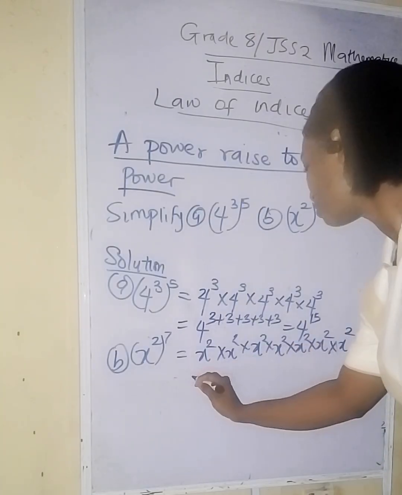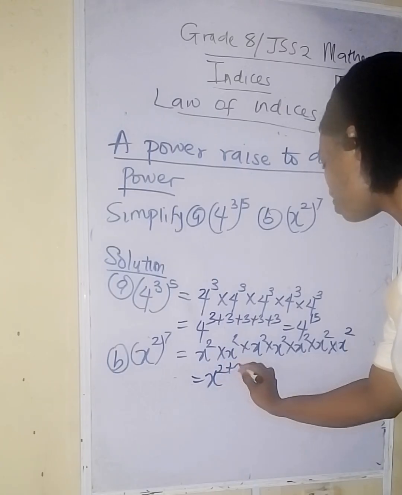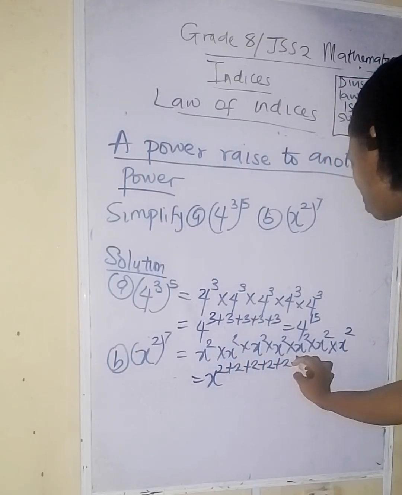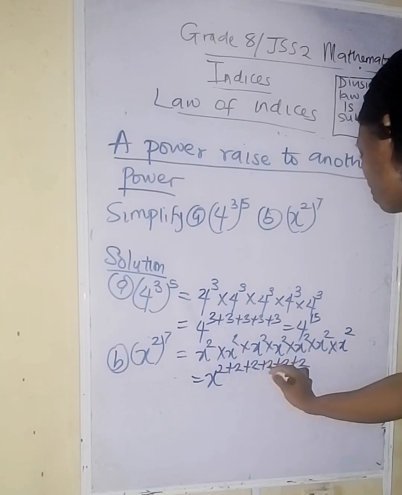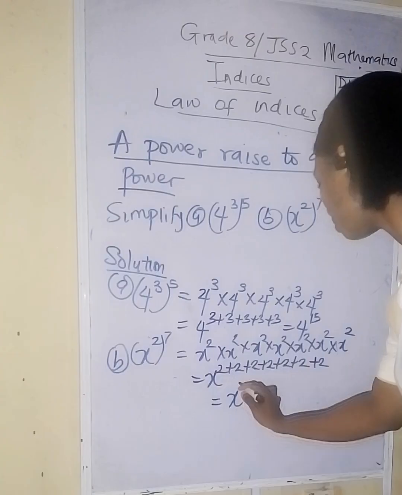Alright, so let's add up. That will be x, because they are the same base. That is 2 plus 2 plus 2 plus 2 plus 2, 3, 4, 5, 6 plus 2. Alright, so that will be x raised to power 14.